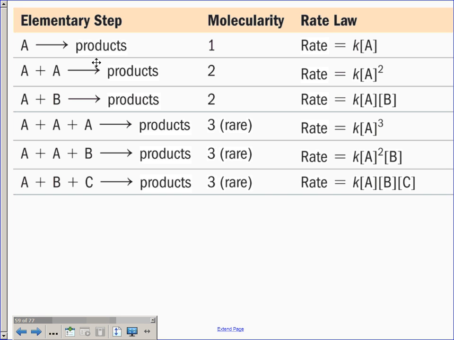But you can definitely see how these elementary steps are reflected. The molecularity of the elementary steps are reflected in the orders over here. And so those should seem very similar to you, especially if we're talking about reactants of elementary steps.